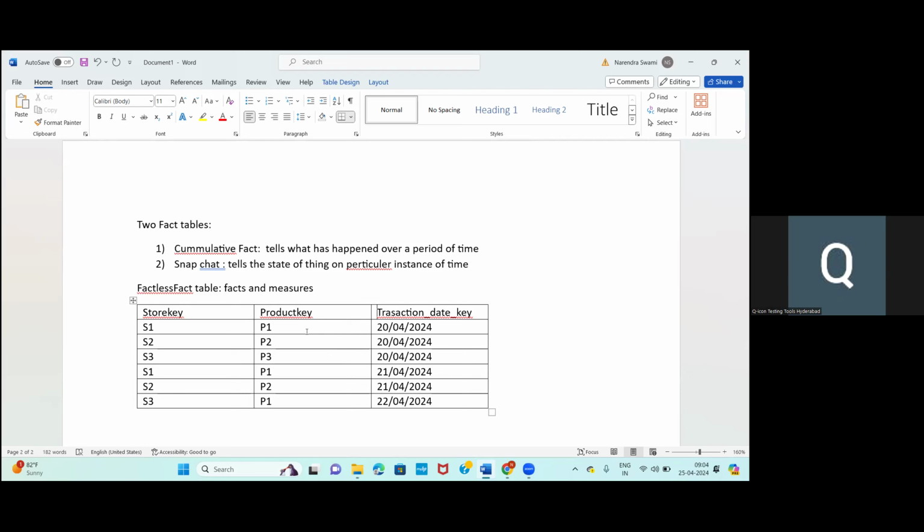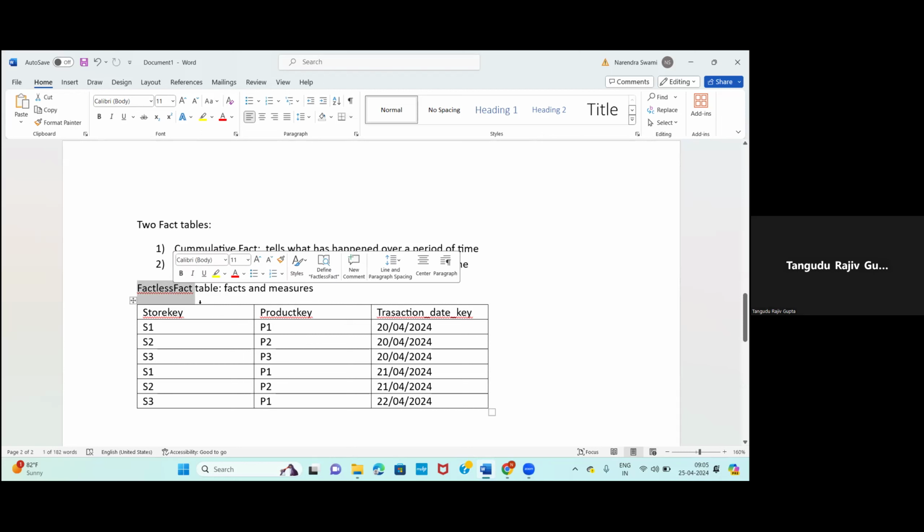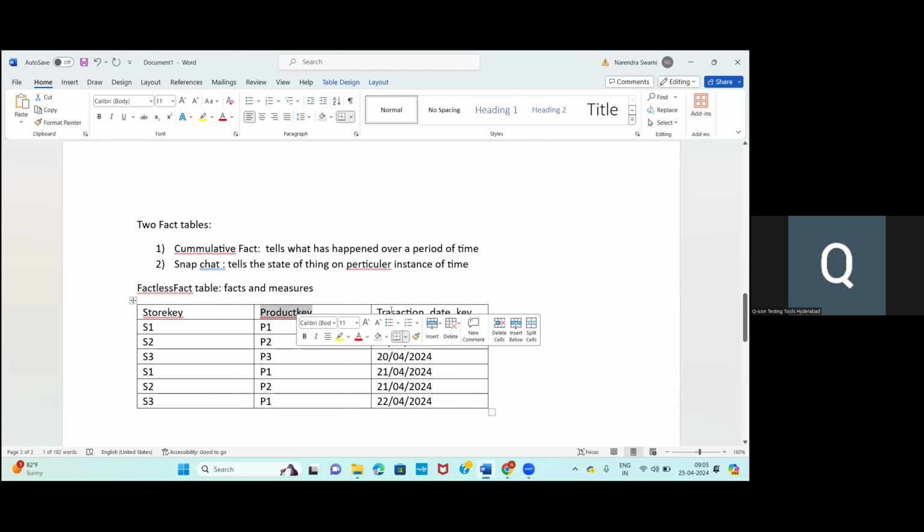And if anyone asks you whether in real time you are experienced in the factless fact table, just say no. We will not use this factless fact table in our projects because there will always be measures and facts in a fact table. But if anyone asks, you can say you didn't get any opportunity to work with it, but this is what it is: it has only keys, no measures, no facts, even though we can derive something from this table.